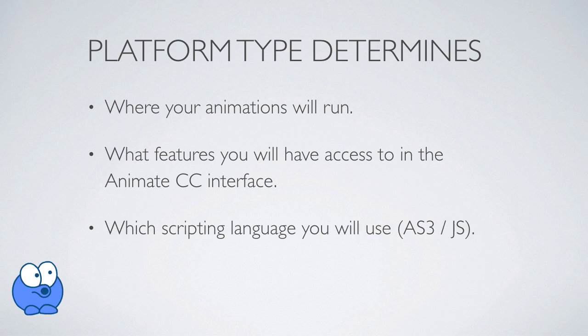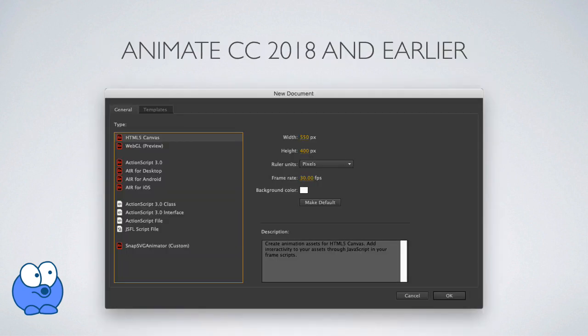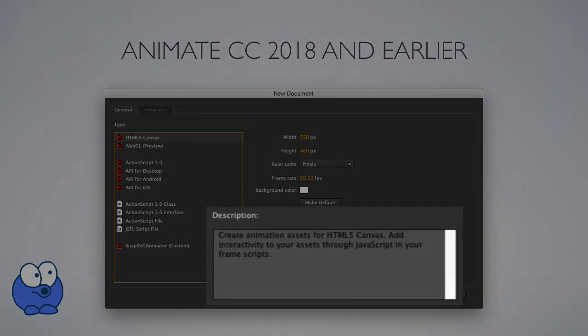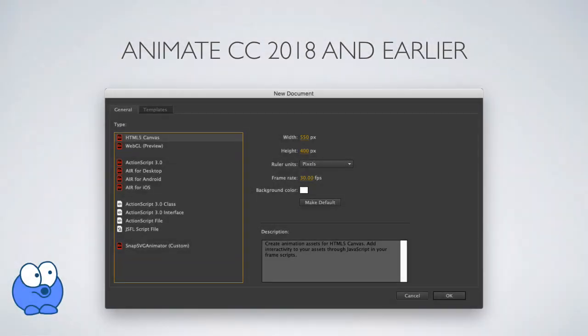Fun fact, you can actually type JavaScript directly into Animate and control your animations with JavaScript. So in Animate CC 2018 and earlier, the new document window would allow you to choose your document type through this list on the left. There's quite a few here, and the most prominent ones would be HTML5 Canvas and ActionScript 3. Now, although you could click on each one to get a brief description, I suspect many people starting animation projects were just like, hey, I just want to make a simple looping GIF. Why do I have to choose this?